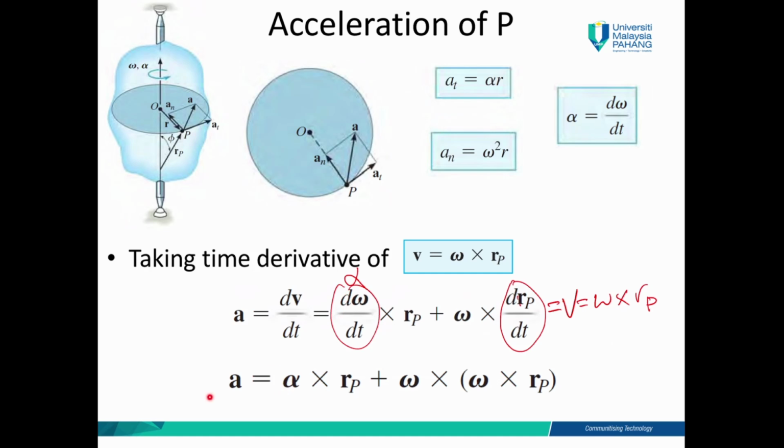So you put this inside, so it becomes A is equal to the cross product of angular acceleration and rp, plus angular velocity times omega times rp.